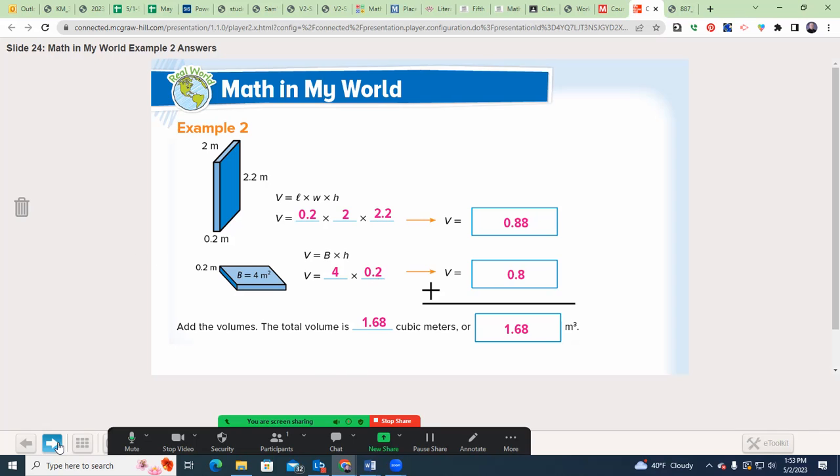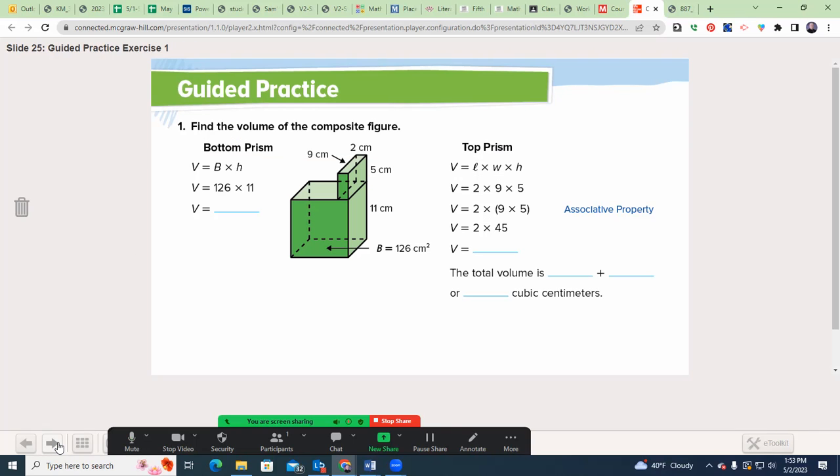All right, so let's move on to the next one, the guided practice. So you have the bottom prism, which is going to be 126 times 11. And then you have a 9, a 2, and a 5. And so they've kind of done the math for you using the associative property. 9 times 5 is a pretty simple one. It's 45 times 2. I'll bring these numbers up for you. So 126 times 11 is 1,386. This little piece is 90. You add them together, you get 1,476. Go ahead and fill that in.